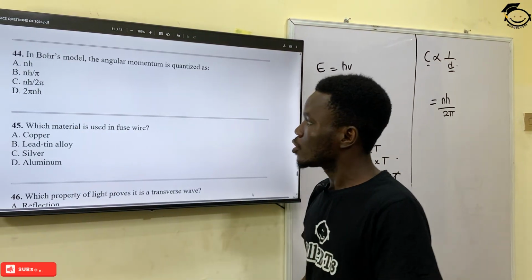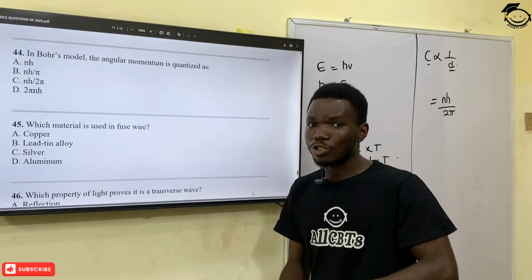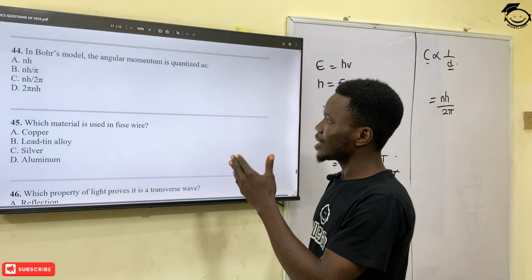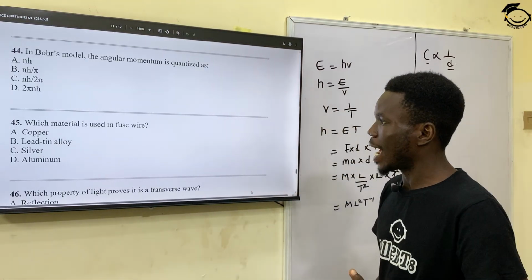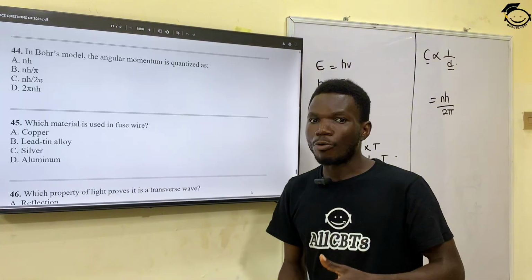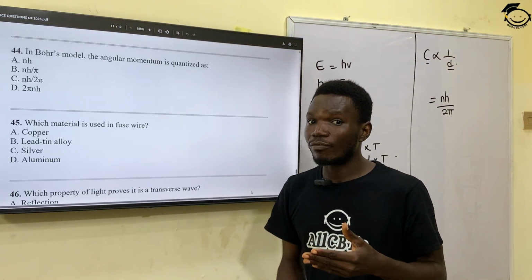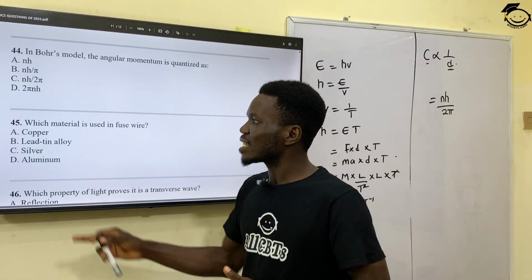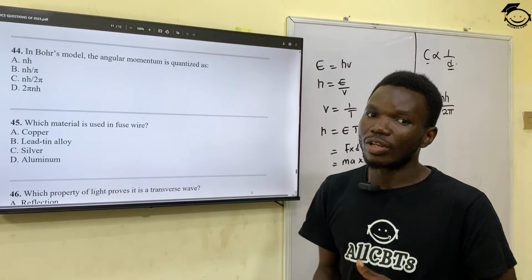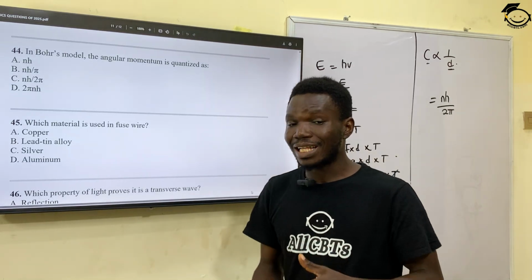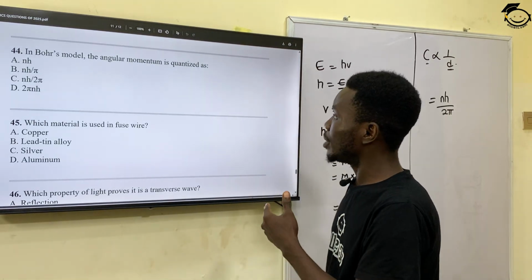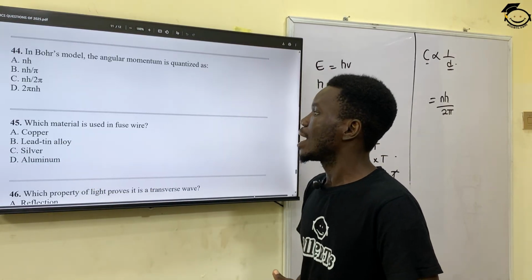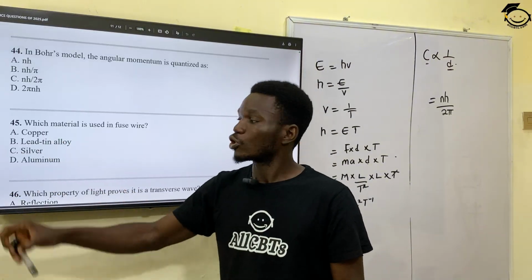nh over 2 pi. So that is also question number 45, which says, which material is used in fuse wire? Now, in your fuse wire, we use materials that can easily melt, that have low melting point. And the material that is used in fuse wire is lead tin alloy. So when you have a lead tin alloy, a combination of lead and tin combined together that can easily melt, it is what is used in your fuse wire. So the correct answer to this question is option B.